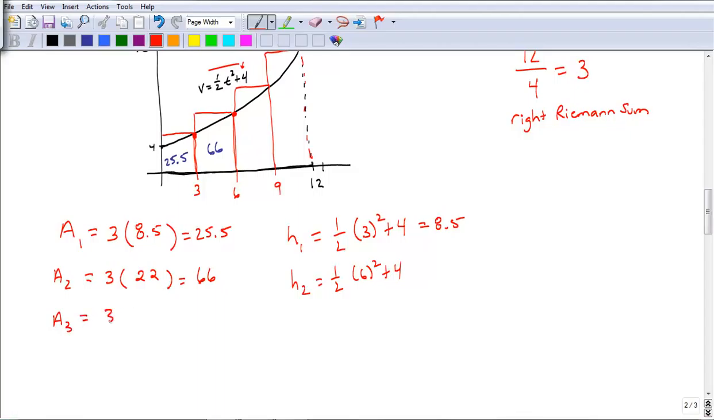The third area, width is 3. I just need to find the height. And to find the height, I plug 9 into the function. So I get 1/2 9 squared plus 4. And that gives me 44.5. That's how tall that is. So the height is 44.5. The width is 3. So the total area is 133.5.